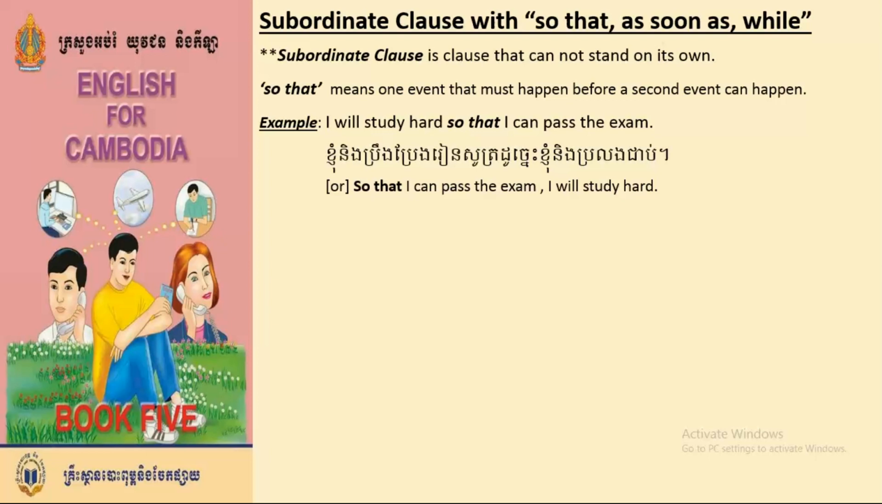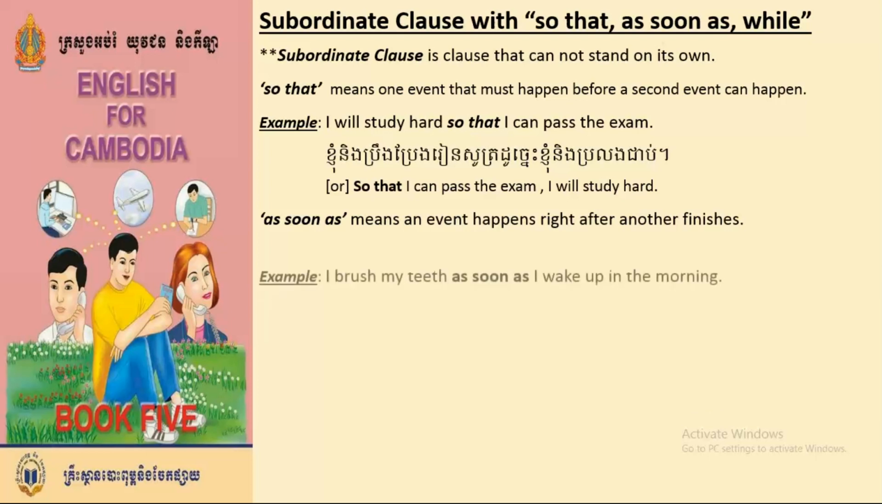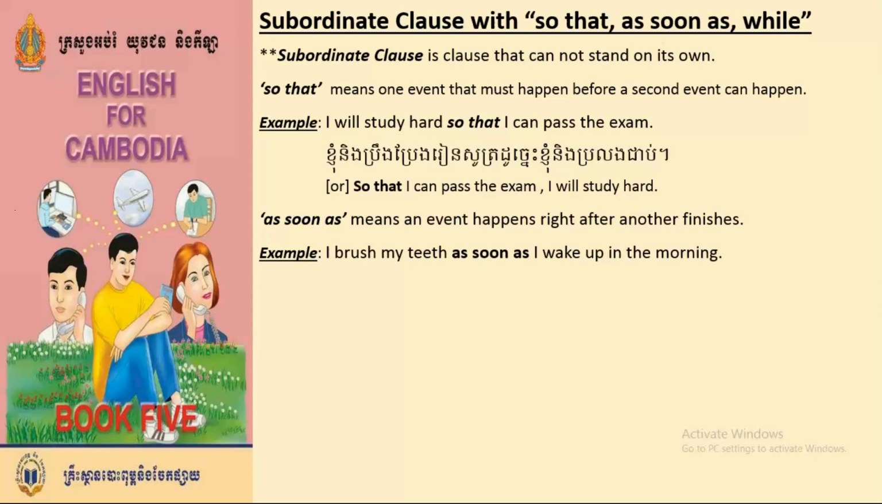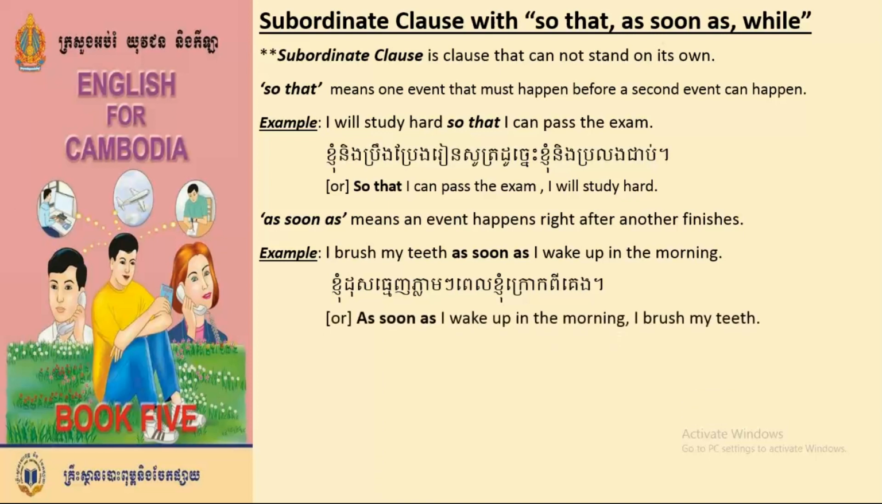So let's move to another one. As soon as means an event happens right after another finishes. Example: I brush my teeth as soon as I wake up in the morning. It means I wake up and brush my teeth right away. You can use another way: as soon as I wake up in the morning, I brush my teeth. We use as soon as at the front as well, but don't forget the comma. If we use it in the middle, there is no comma.